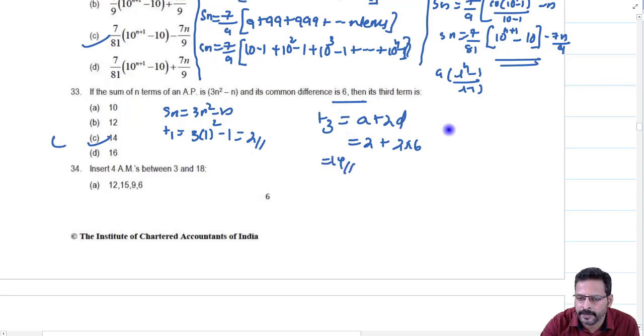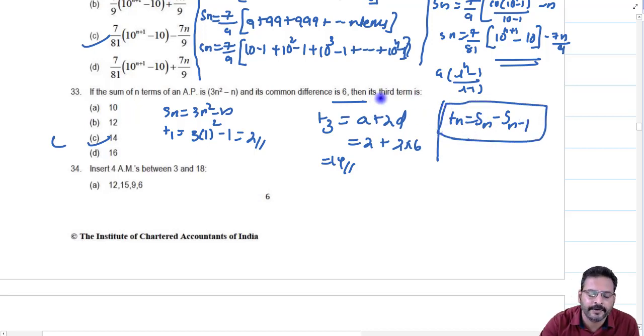If d is not given, we have to choose the formula Tn is equal to Sn minus Sn minus 1. Okay. So very important. If d is given, we are safe. First, we have to find out the first term, and we can simply find out the term that has to be found out in the question.